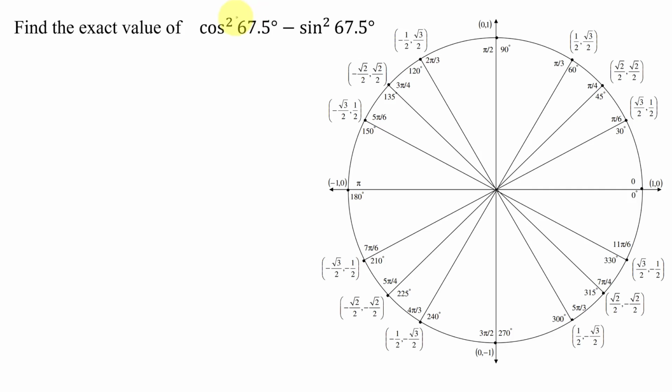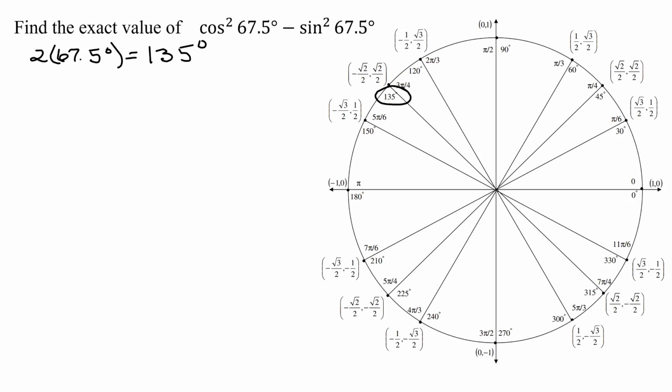So hopefully this 67.5, the 0.5 indicates maybe dividing by 2. So what happens if I multiply that angle by 2? So 2 times 67.5 degrees is 135 degrees. And is that on the unit circle? Yes, it is right here.